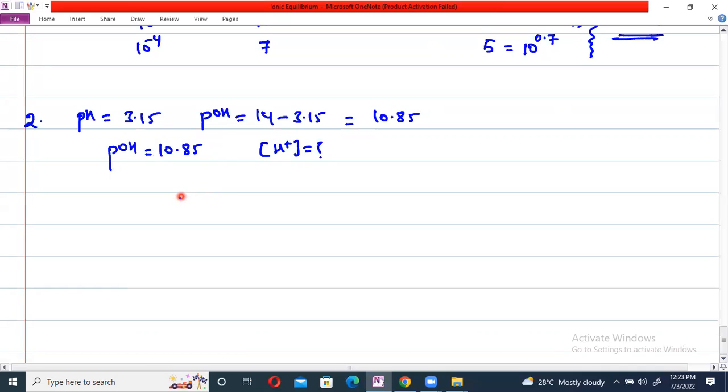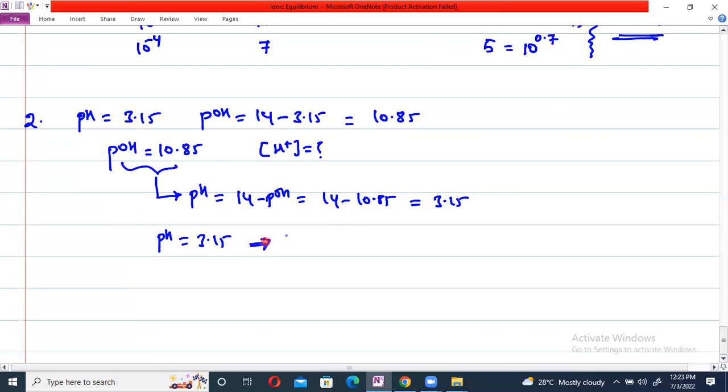But how to get the concentration of H plus ion when the pOH is 10.85? First of all, pOH when they give, convert into pH. pH is equal to 14 minus pOH. 14 minus 10.85, value is 3.85, and as the pH is 3.85, just now previously we did, beta, concentration of H plus is 7 into 10 to the power of minus 4.